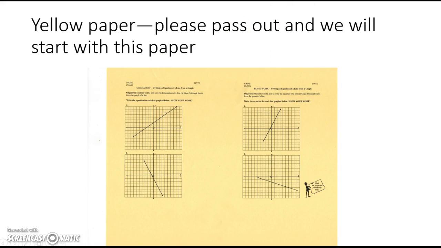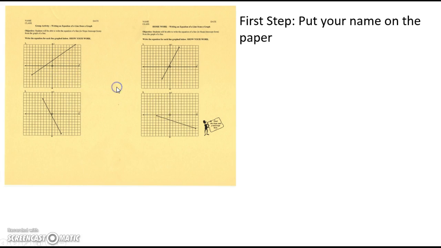All right, here we go. The first paper, this yellow paper, what you're basically going to be doing is working on these two graphs right here. And then you're going to have to do these two graphs by yourself. So we're going to start with this graph right here. First thing, put your name on the paper.